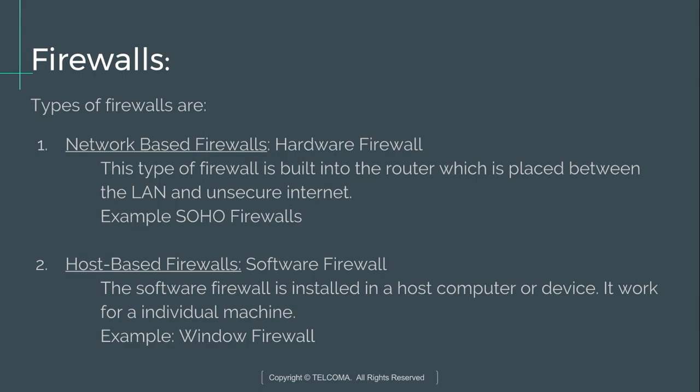These types of firewalls don't provide protection if traffic originates from inside the network. If malicious traffic occurs inside the network, these firewalls don't protect the network from the insider attack. Whereas host-based firewalls are software-based firewalls which we have to install on the host computer or device. These host-based firewalls work for individual machines, for example Windows Firewall. These provide protection from insider attacks also.